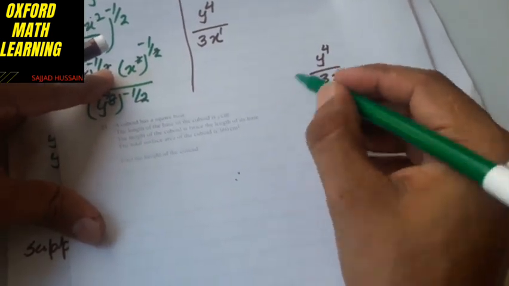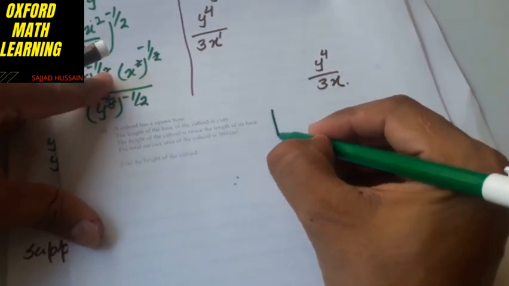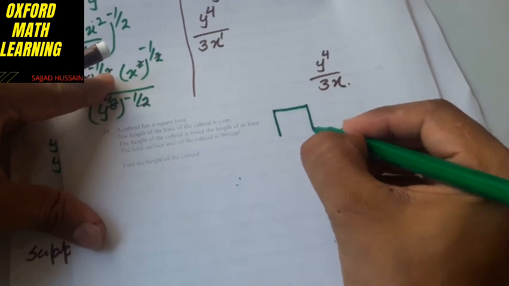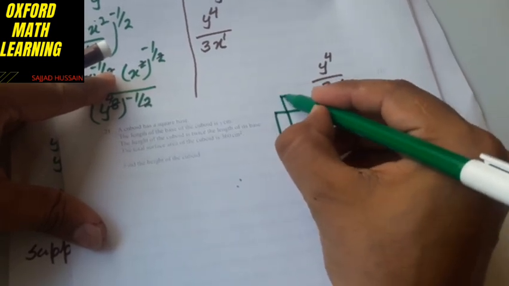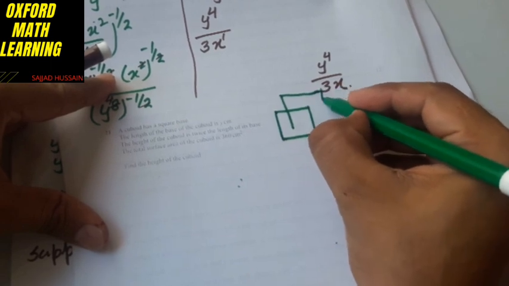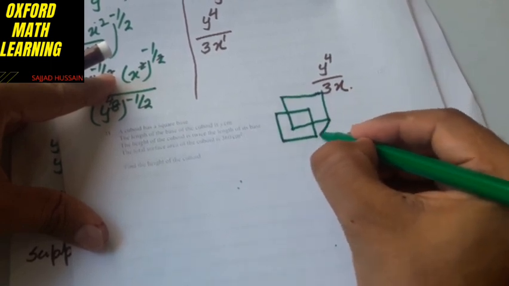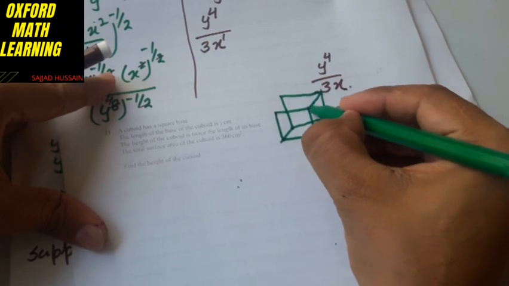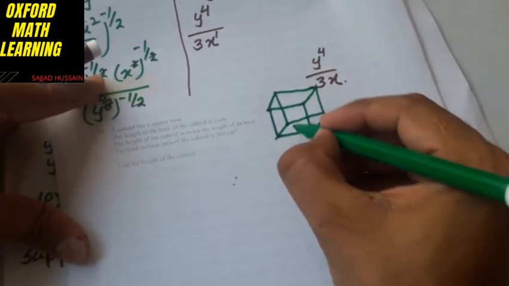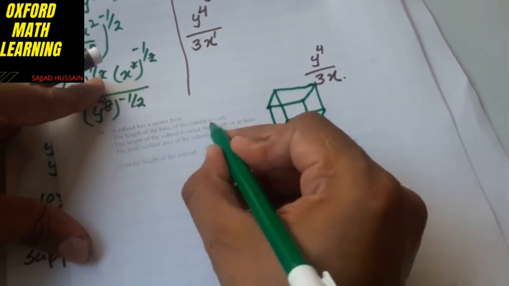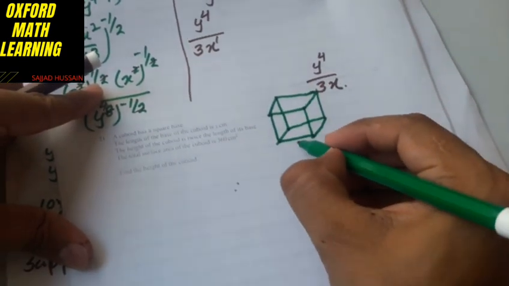Drawing a cuboid: we have to draw one square, then another square, join the corners, and you have done your square-based cuboid. So the length of the base of the cuboid is y centimeters.